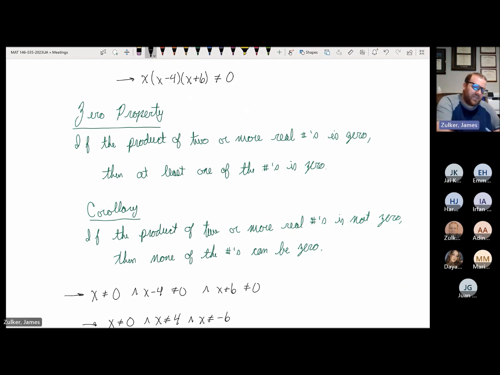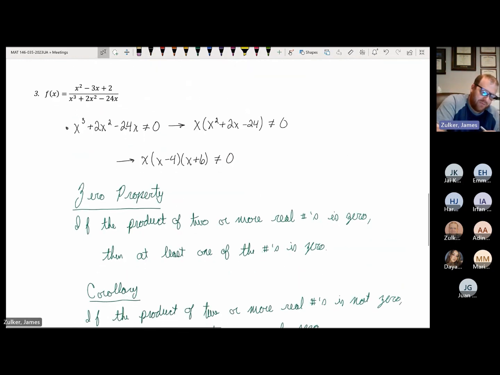Ultimately, what this is working out to be is if instead of not equal to 0 here, I said equals 0, and then it's like an algebra problem. You should have done that in elementary and intermediate algebra, algebra 1 and algebra 2.